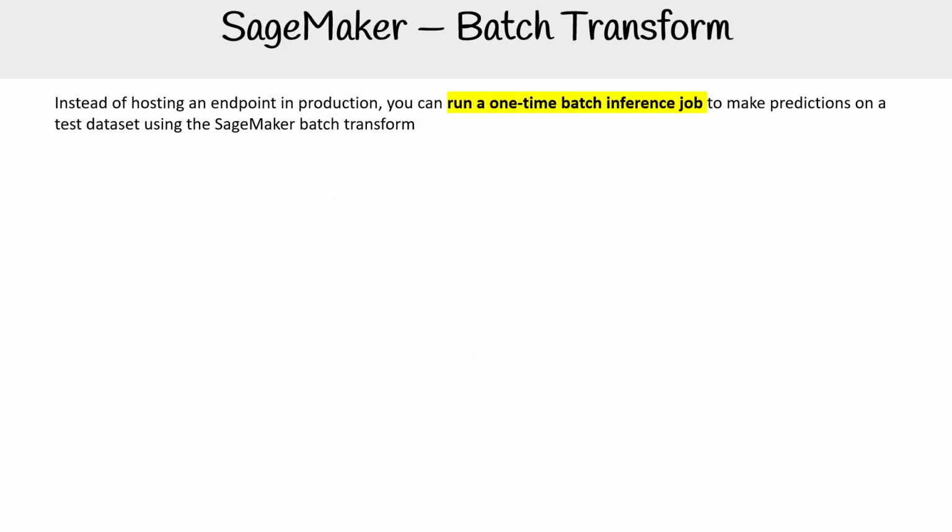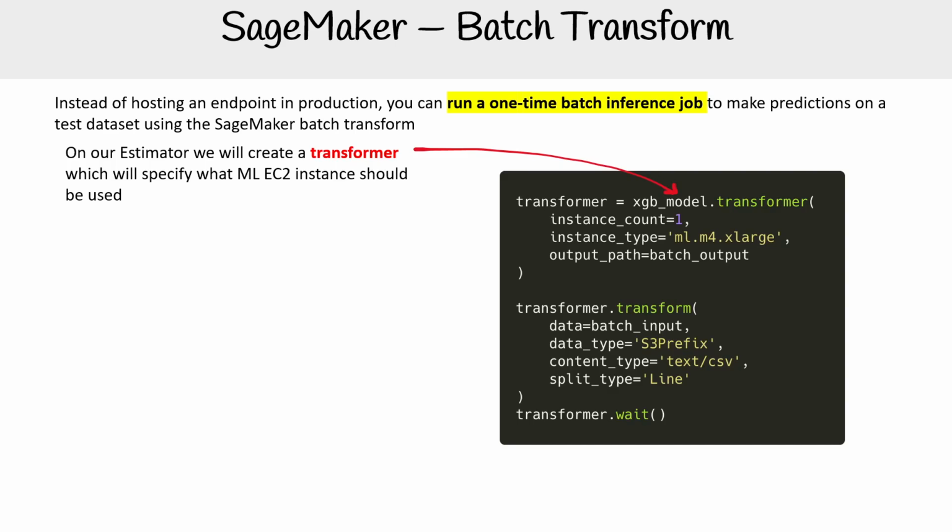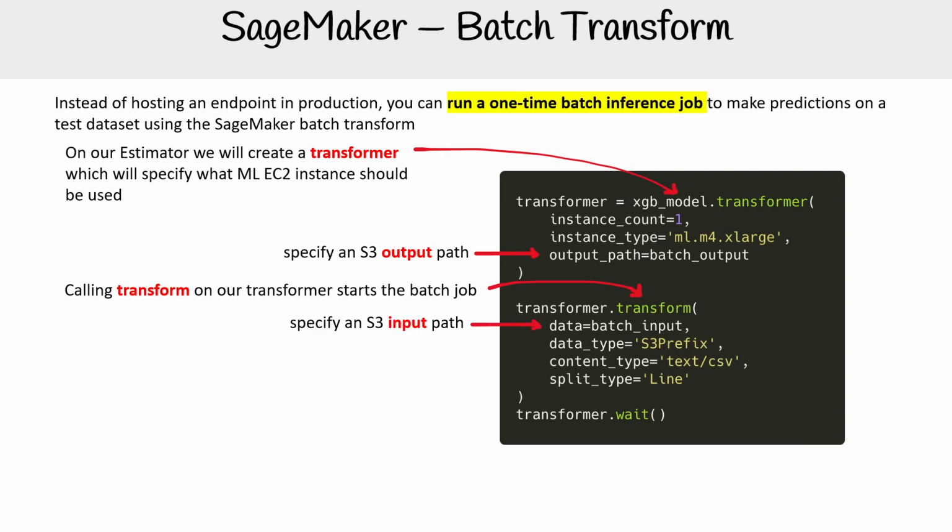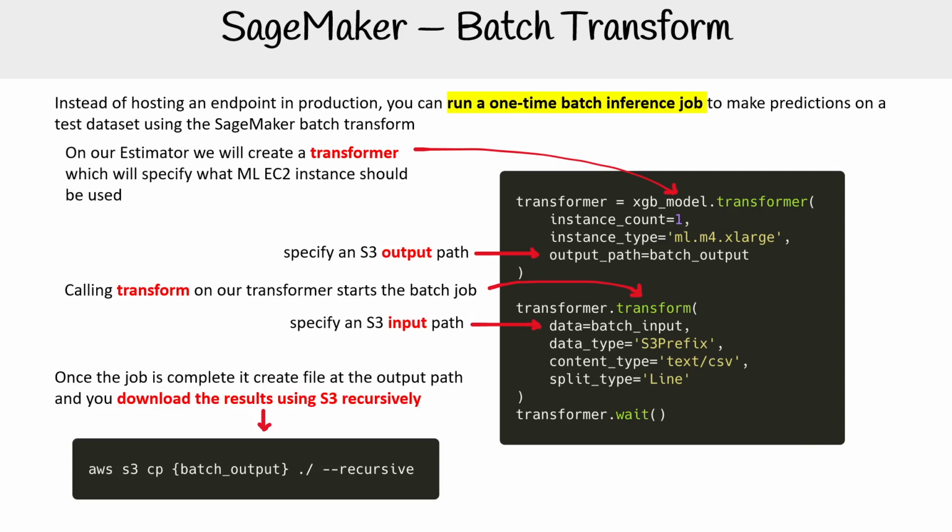Let's just talk about batch transformation. So instead of hosting an endpoint in production, you can run a one-time batch inference job to make predictions on a test data set using SageMaker Batch Transform. So here we have our estimator and we'll return a transformer, which will specify what ML EC2 instance should be used. We have our output path. We have our transformer where it starts the job. We specify the S3 bucket. And once the job is complete, it creates a file at the output path, and you can download the results there.